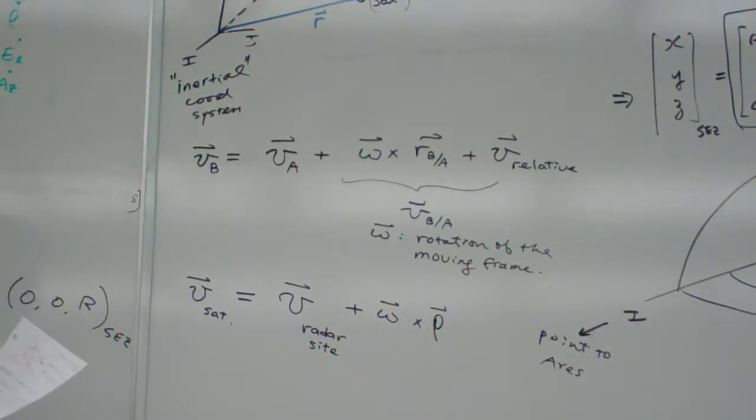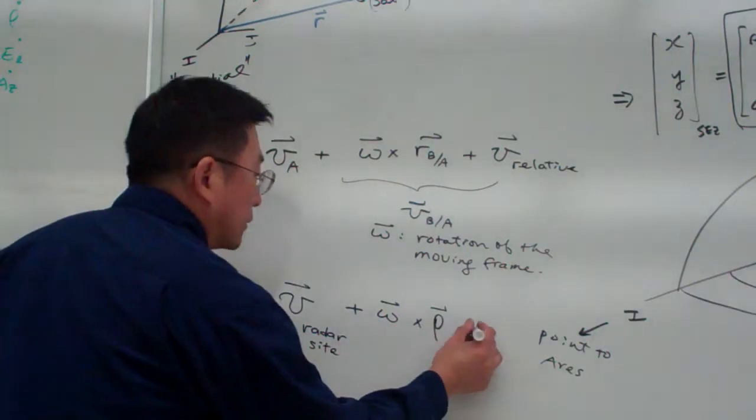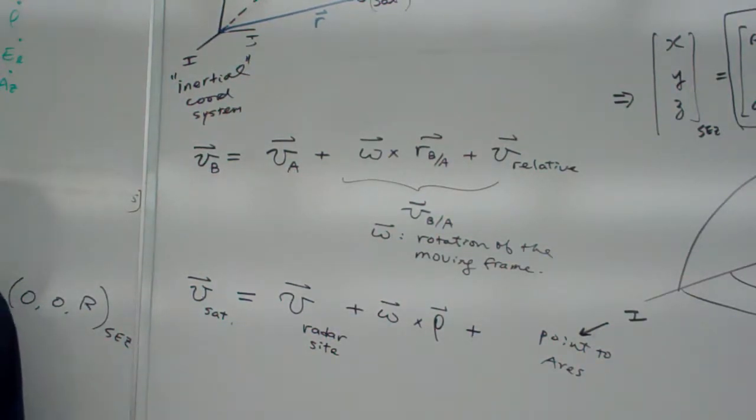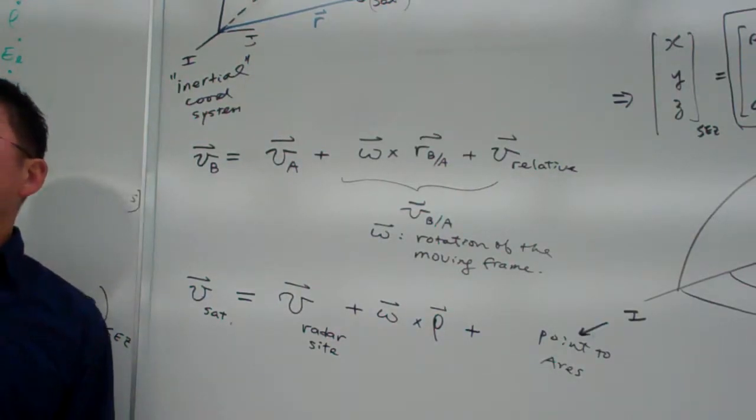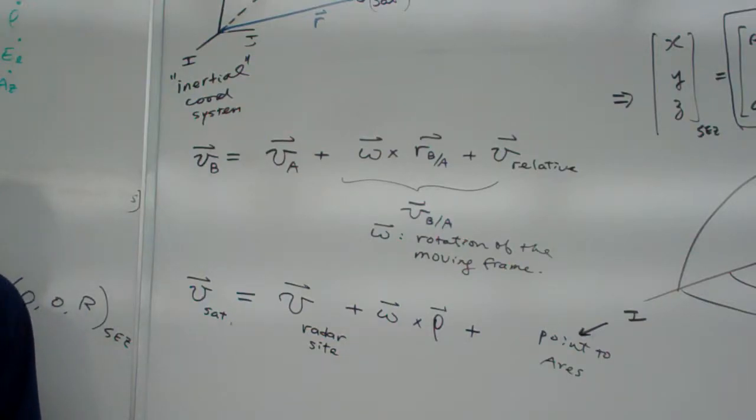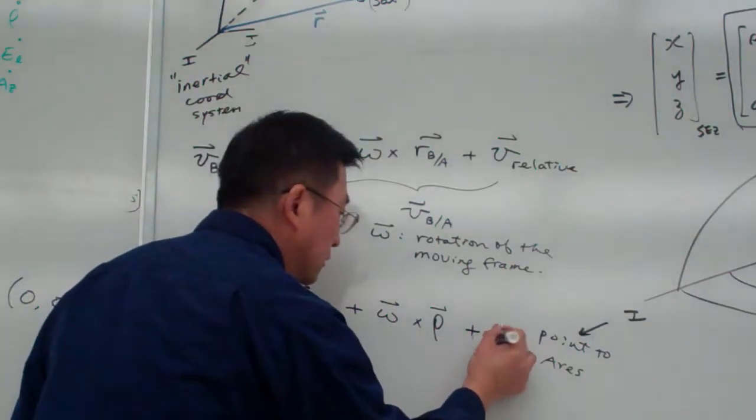Got it? And this is the relative velocity, the velocity as seen by a person in the moving frame. We are all in the moving frame, and from the radar's observation, we see the velocity. So that is basically this one.